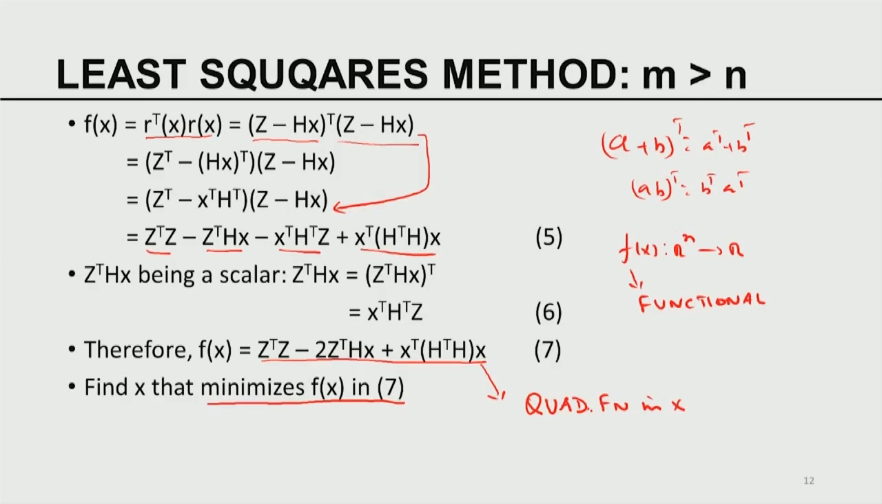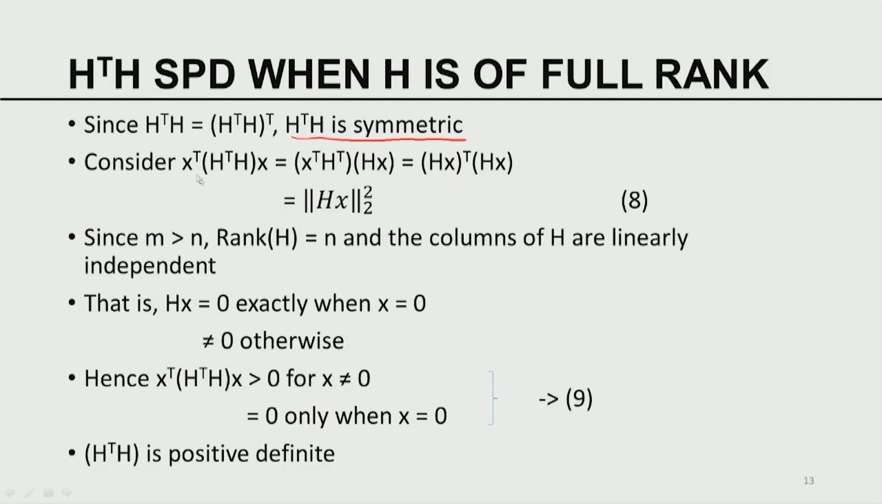If you look at the previous term, the quadratic term is x transpose h transpose h x. So I'm considering x transpose h transpose h x. I can rewrite this as (hx) transpose (hx), and that is equal to the norm of hx squared. So when m is greater than n, the rank of h is n, and the columns of h are linearly independent. Therefore, hx is 0 exactly when x is 0. Hx is not equal to 0 when x is not equal to 0. These two come from the linear independence of the columns of h. Therefore, this quadratic form is greater than 0 for all x not equal to 0, and is 0 only when x is equal to 0. This implies directly h transpose h is not only symmetric, it is also positive definite. So this quadratic function is a positive definite quadratic function.